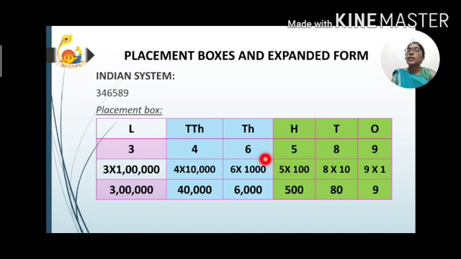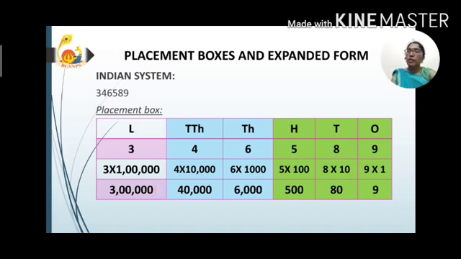6 is in which place? 1000's place. So 6 into 1000, 6000. 4 is in which place? 10,000's place. So 4 into 10,000, 40,000. 3 is in which place? 1 lakh place. So 3 into 1 lakh, 3 lakh. Is it clear up to this?